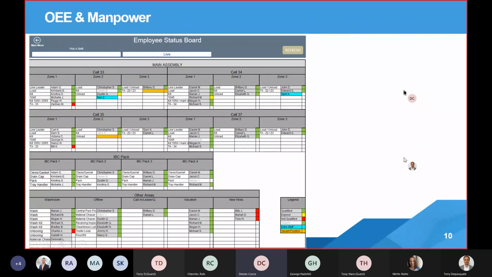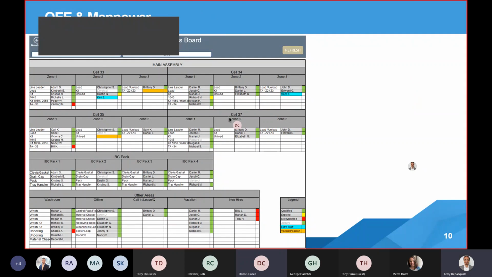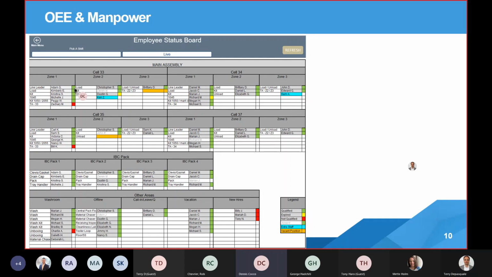Okay, yes, so I did kind of go over this rather quickly. One of the things that we tie into is what we call a proficiency tracking system as well. And proficiency is really what skills that individual has specific to the job function. So if you're in zone 1 on cell 33 and you're in the kitting process, there are maybe different training requirements than some other area of the plant. And so we have built into this not only tracking of who's on the machines, but we have tracking of whether they're qualified or if their qualifications are expiring or if they're not qualified. So this particular individual, Zachary M, is not qualified to run the job that he's doing. He does not have all the full training.